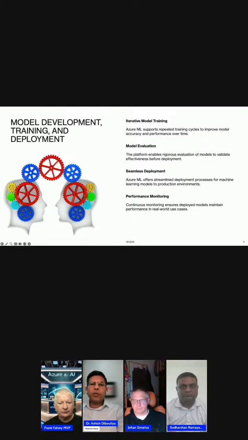Moving on to the next part, which is model development, training, and deployment. Model development in credit risk is an iterative and highly governed process. Using Azure Machine Learning, models are trained through an iterative training cycle, allowing continuous improvement on the PD, which is probability of default, LGD, and EAD predictions as new data becomes available. Automated ML can be used to systematically evaluate the algorithms while maintaining reproducibility.